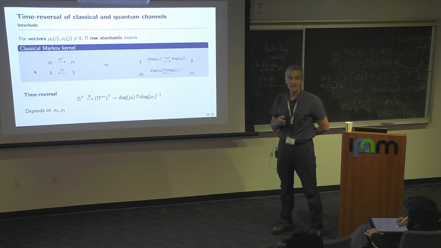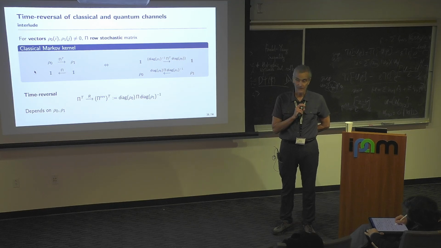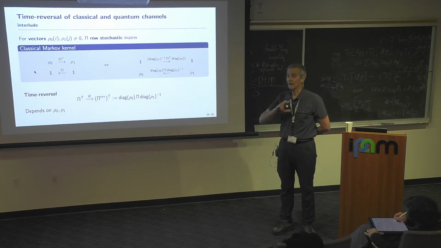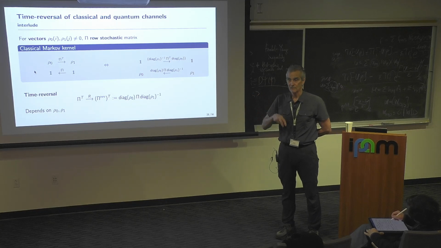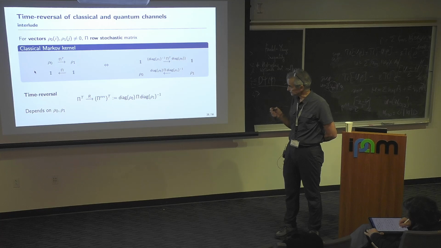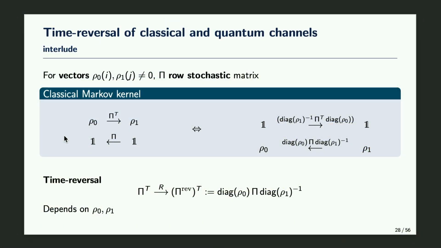Now, let's talk a little bit about time reversal so that we see how the picture can be. I didn't talk about that in the previous lecture, so this is somewhat new. If you have a classical Markov kernel, let's say here's the stochastic matrix. So we're looking at a Markov chain. This is a probability vector. We multiply with the row stochastic matrix, and we get another probability vector.